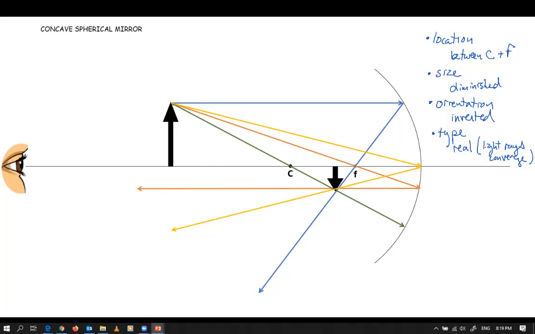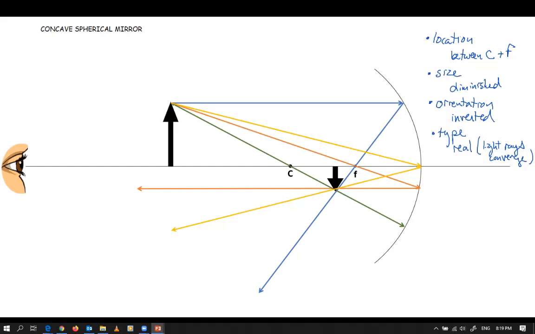It will be enlarged or magnified. It's still going to be inverted, however, and it's still going to be real because there are real light rays converging together at that point. Okay. The other instance we typically look at is between the focal point and the mirror.